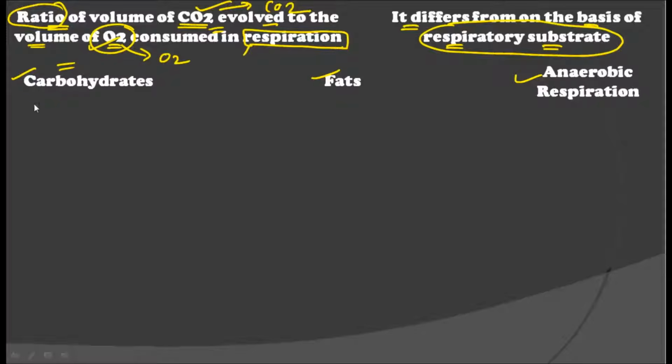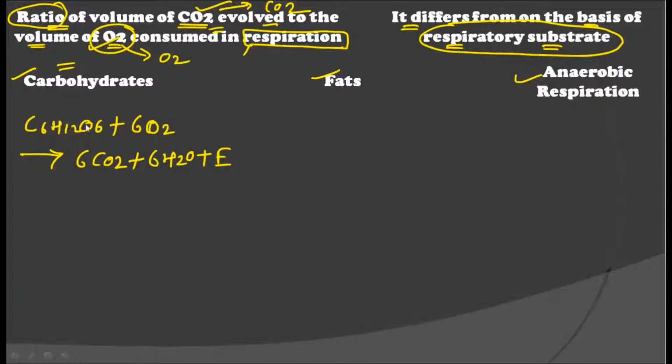So let's first talk about the carbohydrates. If we take the carbohydrates as a respiratory substrate during the respiration, then we will have an equation like this: C6H12O6 plus 6O2, which will give 6CO2 plus 6H2O plus energy. Alright, so we are using here the carbohydrate as the respiratory substrate.